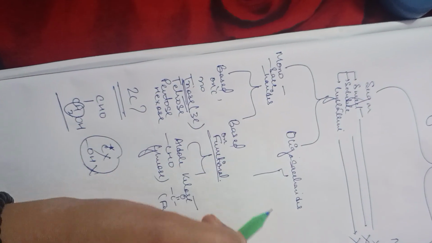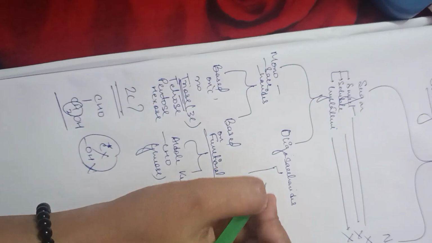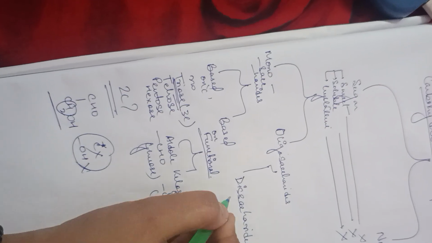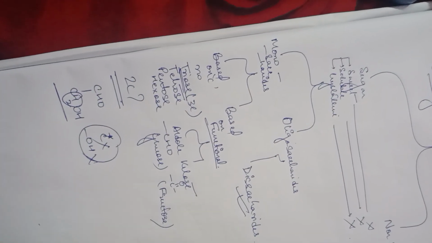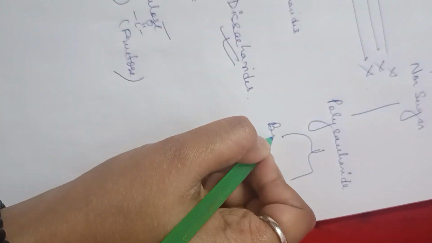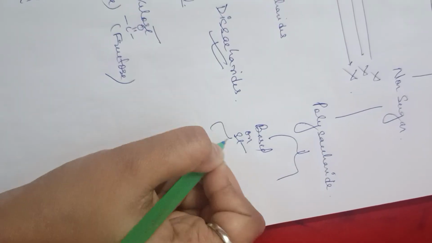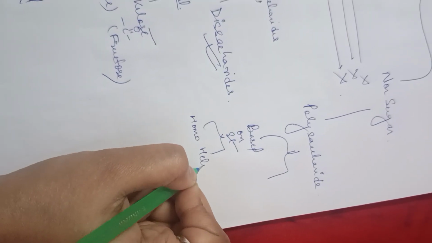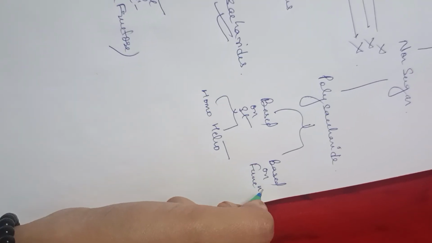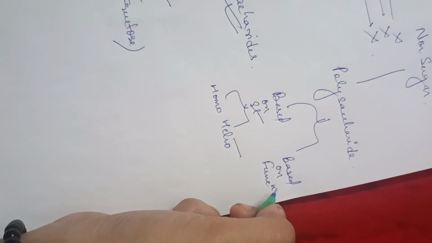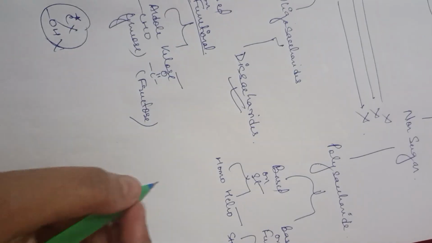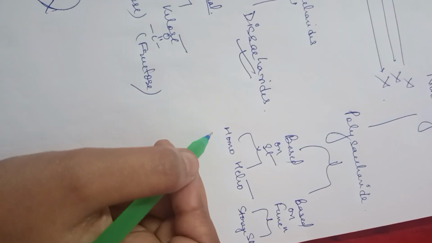Oligosaccharide: more than 1 sugar unit attached through glycosidic linkage. With 2 units we have disaccharide. This we have in the syllabus. Polysaccharide: based on structure and based on function. Based on structure we have homo and hetero, and based on function we have storage and structural.